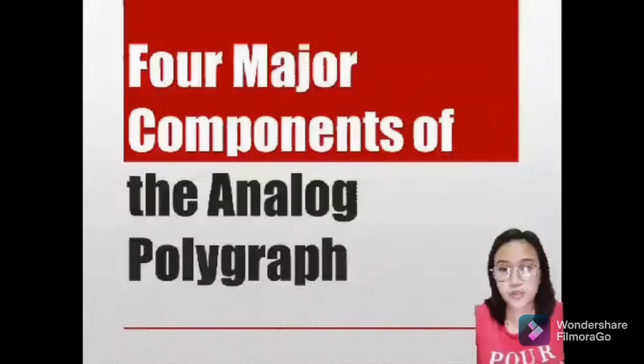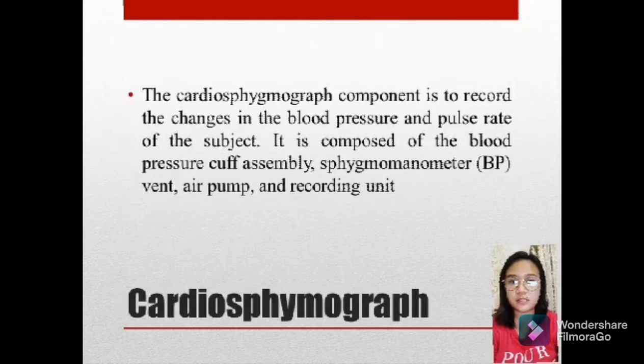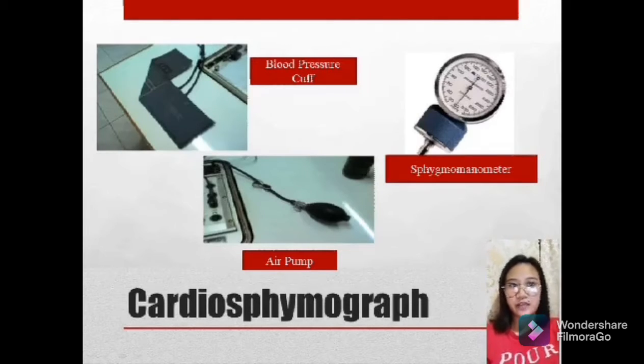We're going to discuss the four major components of the analog polygraph. The first component is the cardiosphygmograph. The cardiosphygmograph component is to record the changes in the blood pressure and pulse rate of the subject. It is composed of the blood pressure cuff assembly, sphygmomanometer, vent, air pump, and recording unit. The blood pressure cuff assembly inflates the system, and the hose connects the blood pressure cuff through which the blood pressure changes pass into the recording unit.